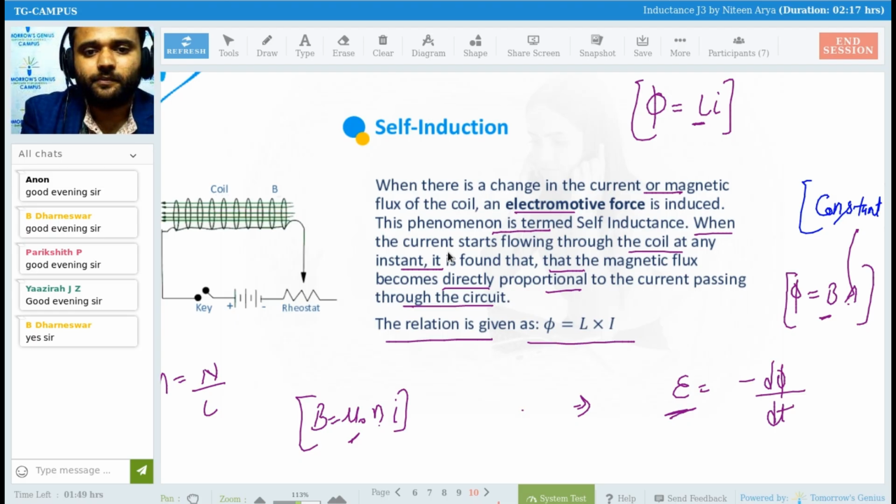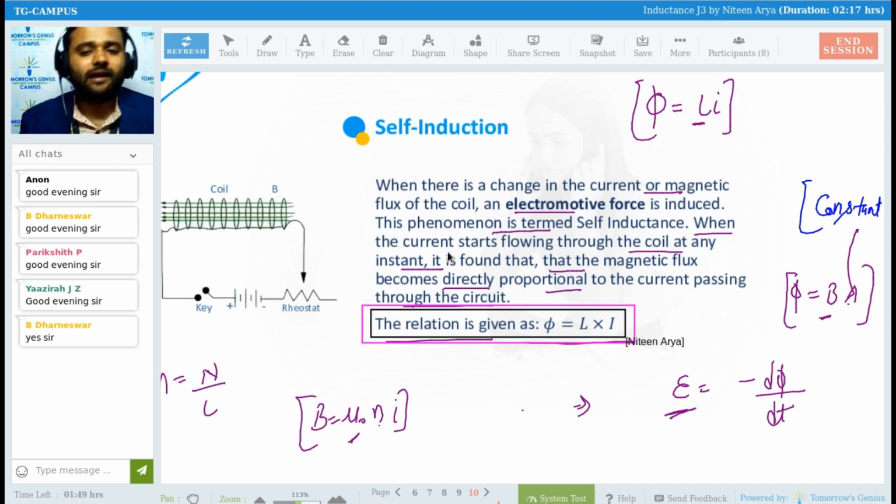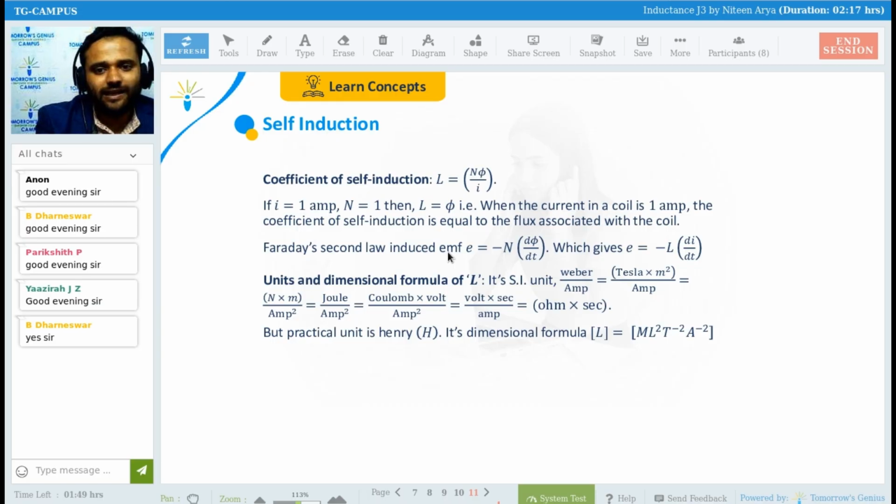So all of this gives us this terminology: phi equals Li, and here L is the self-inductance, nothing more than that. With N number of turns, the coefficient of self-inductance is L equals N phi by I. If I equals 1 ampere and N equals 1, then L equals phi. When the current in a coil is 1 ampere, the coefficient of self-inductance is equal to the flux associated with the coil. Using Faraday's second law, the induced EMF E equals minus N d phi by dt, which gives E equals minus L di by dt.